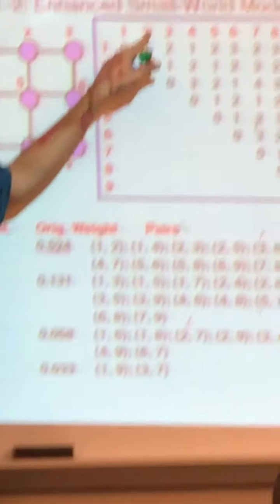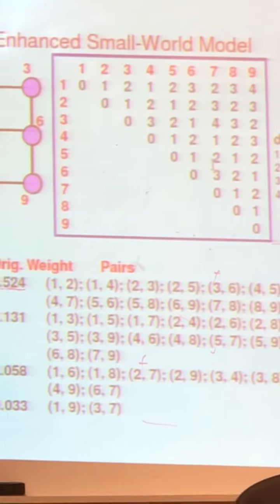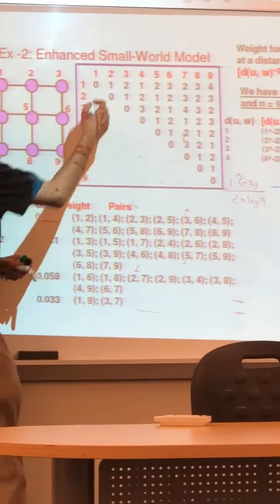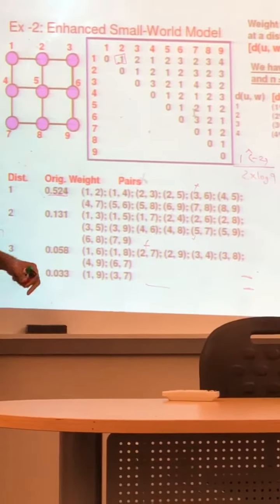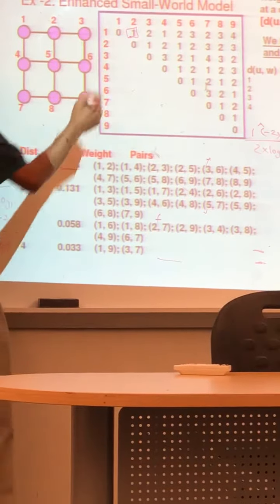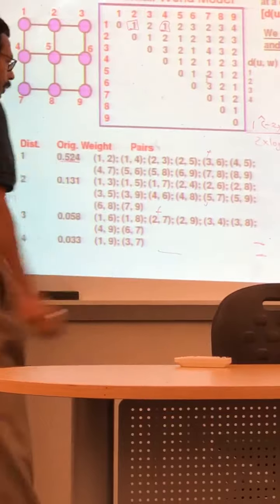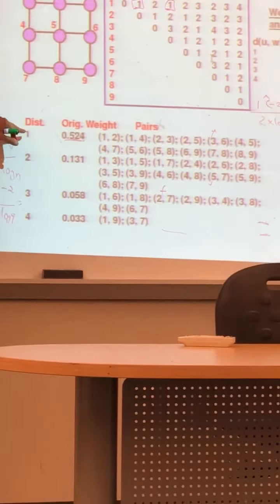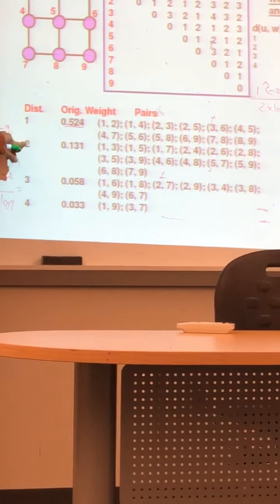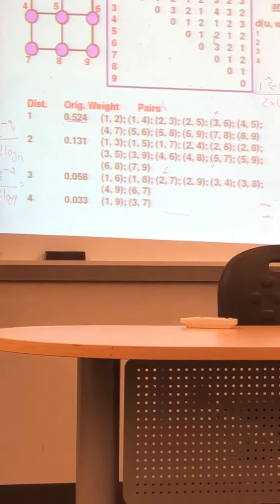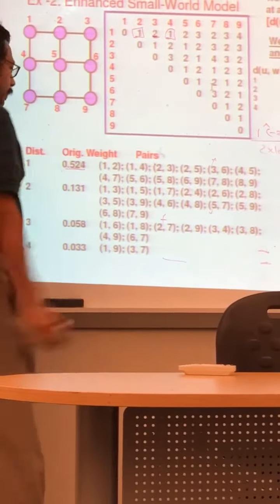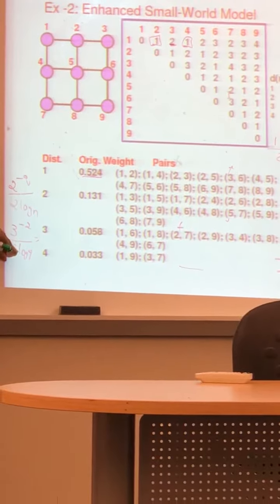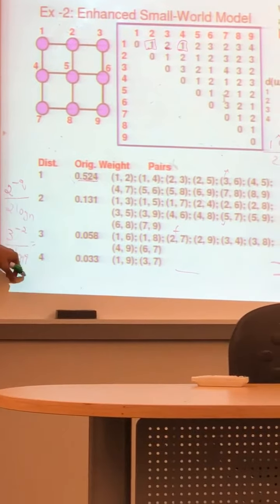From the distance matrix, we can also find out the pairs that are at such a distance from each other. So for example, 1 and 2 are 1 edge away from each other. Similarly, 1 and 4 are 1 edge away from each other. So write down all the pairs that are 1 edge away from each other. Similarly, write down all the pairs that are 2 edges away from each other. So 1, 3 is 2 edges away, and so on. So these are all the pairs of vertices that are separated by a particular distance.